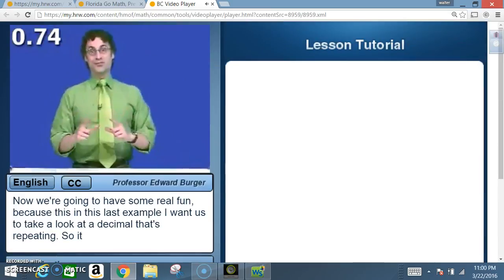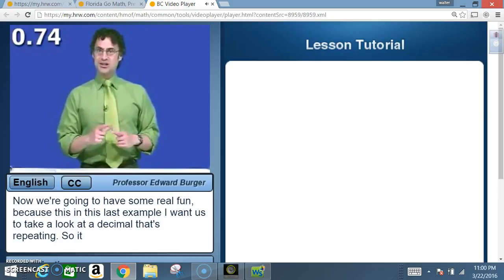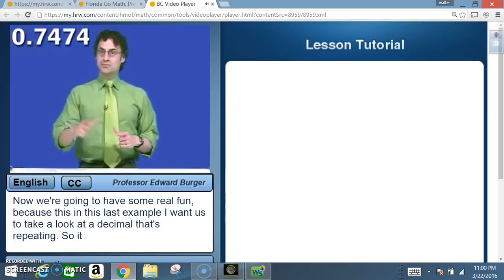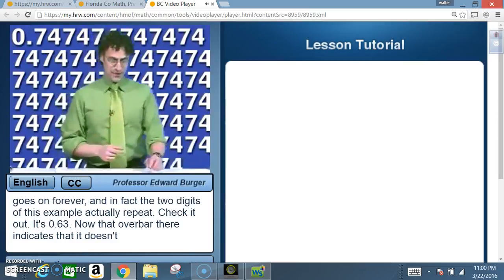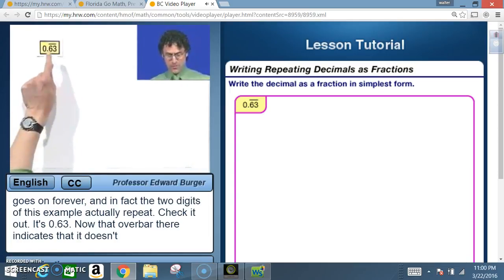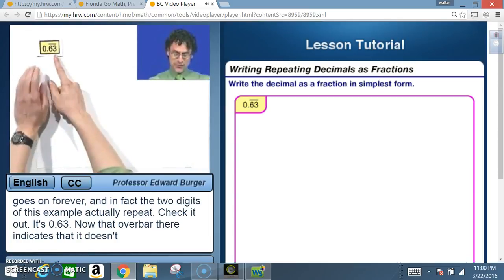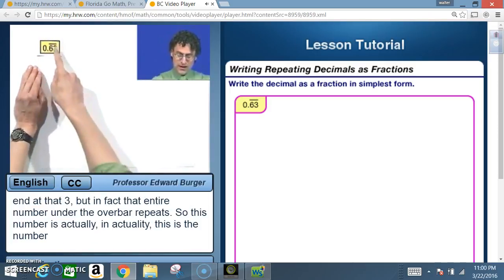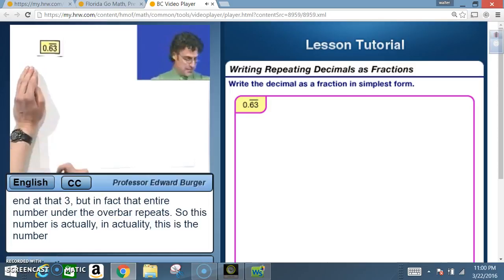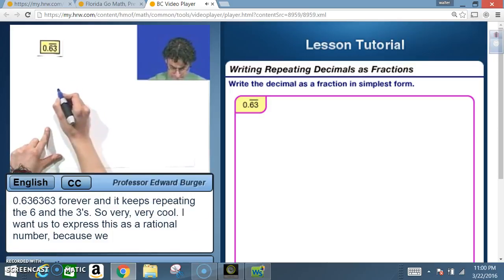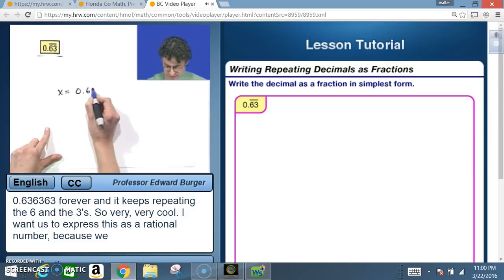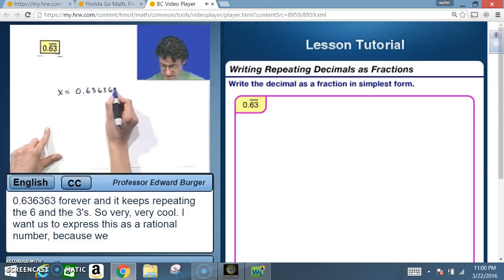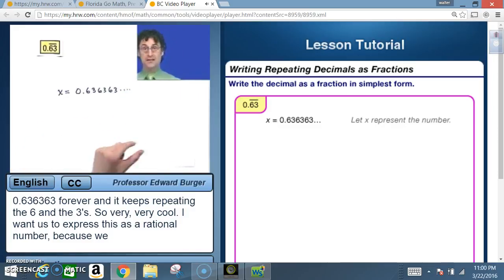All right, now we're going to have some real fun, because in this last example, I want us to take a look at a decimal that's repeating. So it goes on forever, and in fact, the 2 digits in this example actually repeat. Check it out. It's 0.63 with an over bar. Now, that over bar indicates that it doesn't end at that 3, but in fact, that entire number under the over bar repeats. So this number is actually 0.636363 forever. And that keeps repeating, the 6 and the 3s.